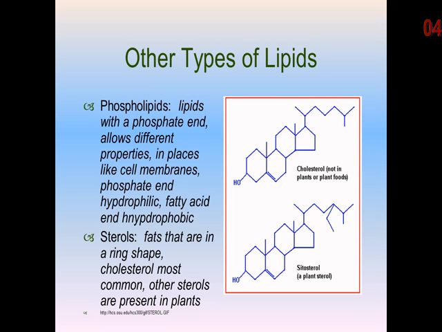The other major group is the sterols, which are ring-shaped fats. The most common sterol is cholesterol and is found in animal fats. Our body is able to make all of the cholesterol we need, although we frequently consume it in our diet when eating animal products. Plants do not make cholesterol, but instead make other types of sterols.